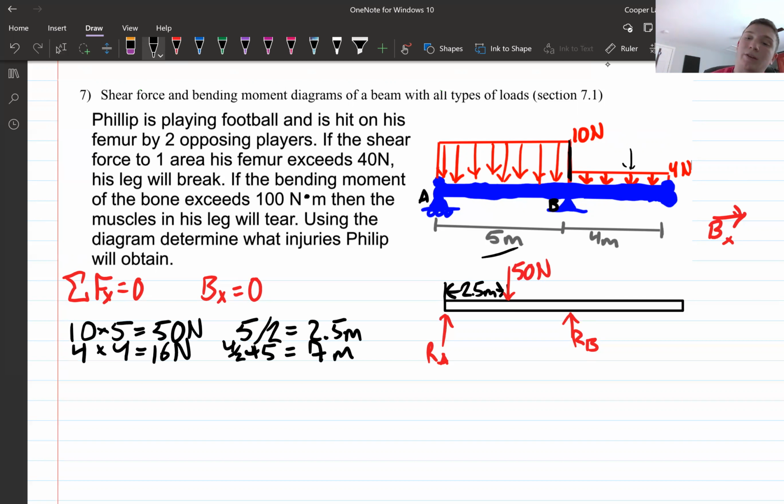So that tells me that the distance from here to there is 5, and for the additional 7, I can just grab that from B and go an additional 2 meters away from B. That's where my force of 16 newtons will be coming down.